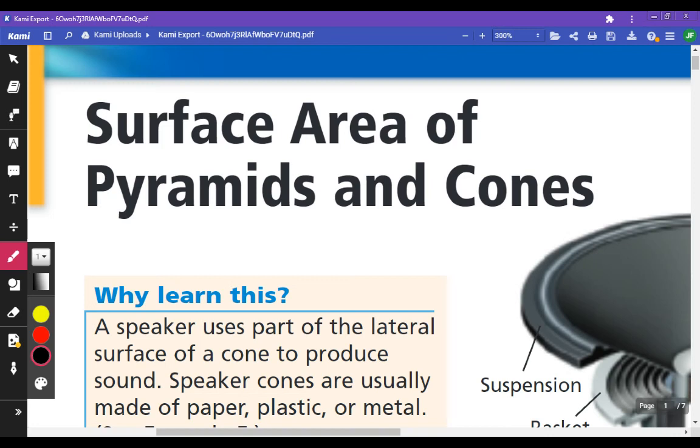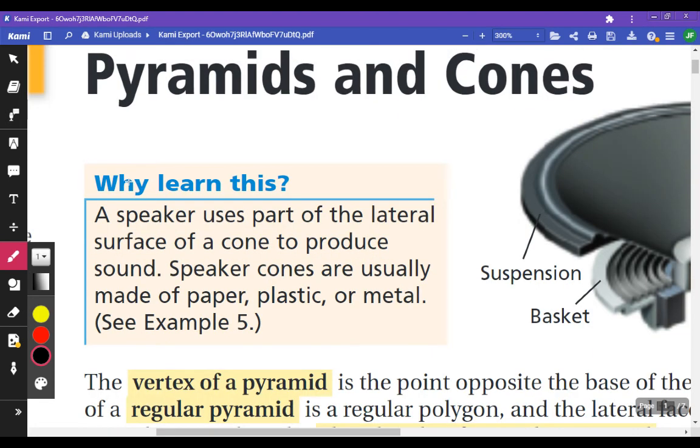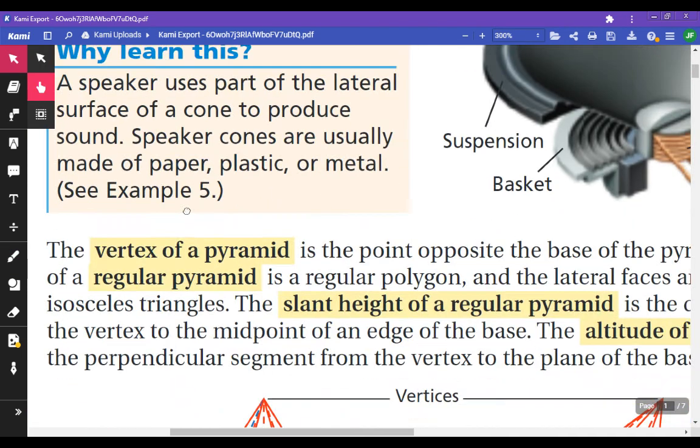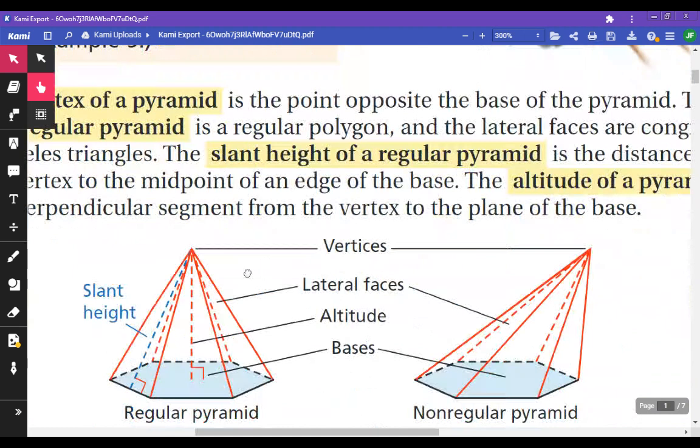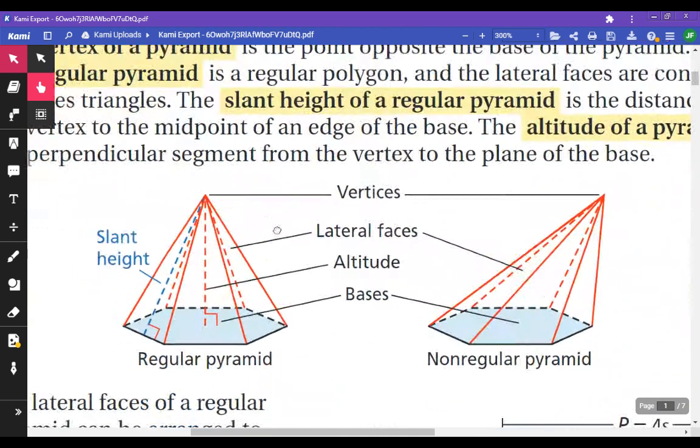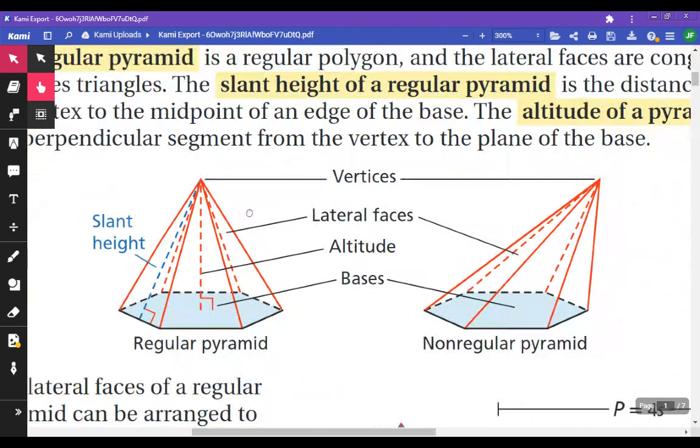We're going to take two new shapes today, two new three-dimensional figures, and calculate their surface areas. We've already done the prism and the cylinder, and now we're going to do the surface areas of pyramids and cones. So let's get started. Let's take a look first at a pyramid in more detail.